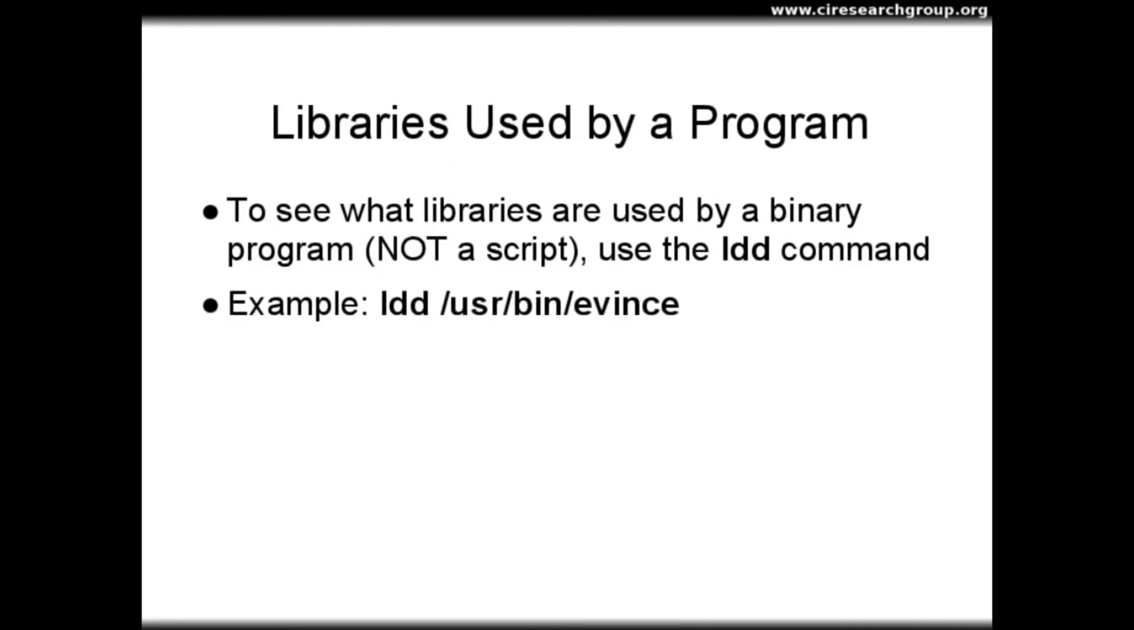To see what dynamic libraries are used by a binary program, not a script, but an actual compiled binary application, one can use the ldd command. So if one were to run the ldd command on, for example, /usr/bin/evince for systems that have the GNOME PDF reader installed, one would find out which dynamic libraries were needed in order for that application to run.